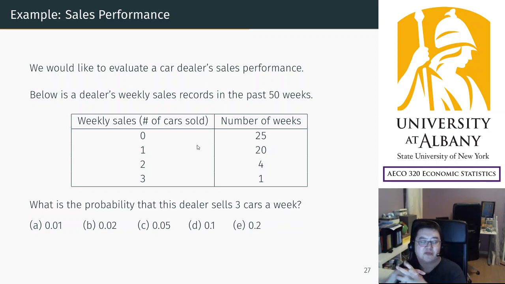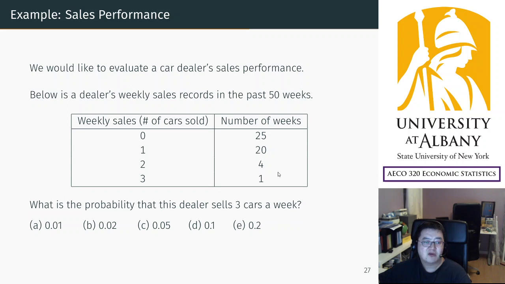So the seller could sell one car a week, and in 4 of the past 50 weeks, the seller could sell 2 cars in a week. And when the seller was extremely lucky, the seller could sell 3 cars a week. So you can think of this as a frequency distribution table.